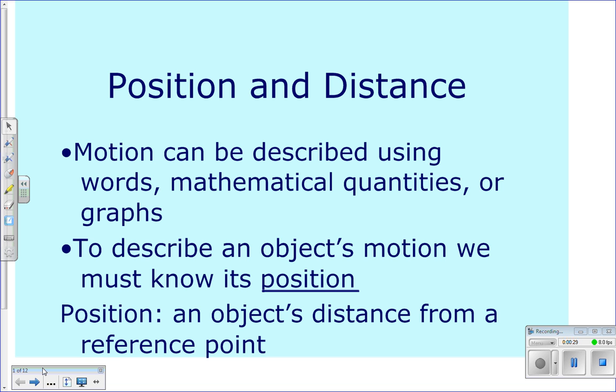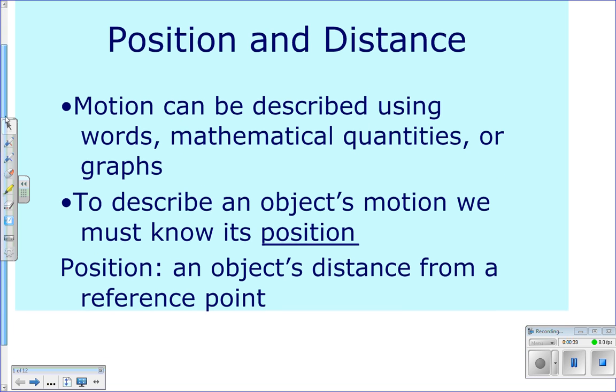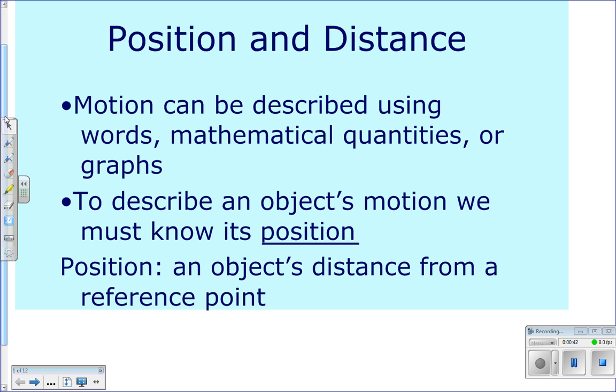So before we can get into talking about distance and displacement, first we have to talk about position and distance. So we're talking about the motion of objects, how things move. And we can describe that using either words or mathematical quantities or graphs. We're going to talk about all three of those. So to describe an object's motion, first of all, we have to know what its position is. An object's position is its distance away from a reference point.